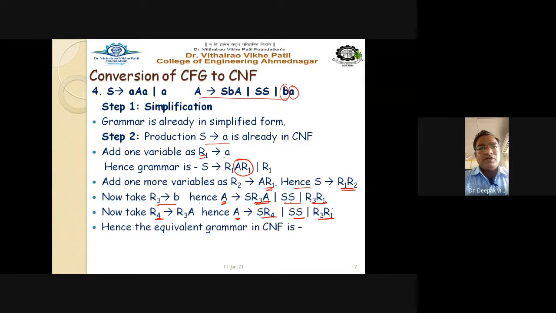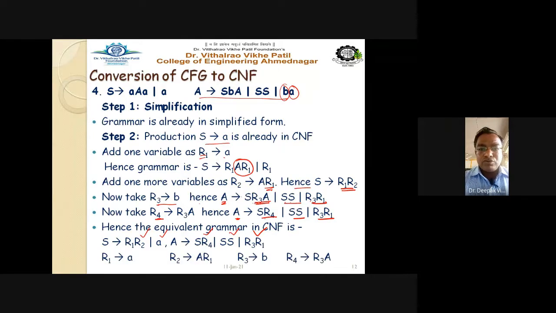So hence just write down the equivalent grammar in CNF as S gives R1 R2, and A produces S R4, SS, R1. So these are the rules. This is one. This is the second rule. Now A produces S R4, SS and R3 R1, and write down the newly added rules also. So R1 gives A, R2 gives AR1, R3 produces B, and R4 produces R3A. Right. So this is the way.